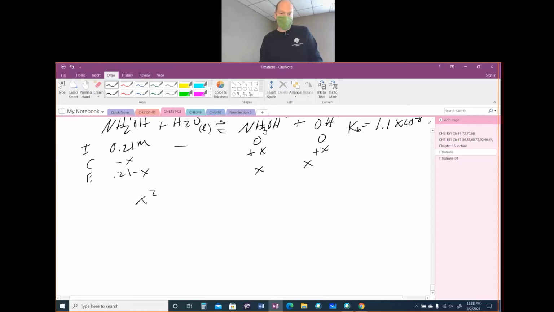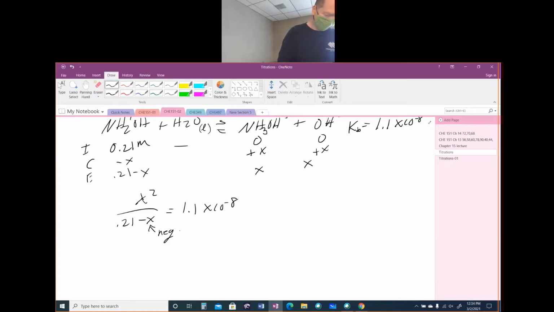So your x squared divided by your 0.21 minus x equals 1.1 times 10 to the minus 8. You neglect your x, you do not have to check it. So 1.1 times 10 to the minus 8 times 0.21. Then you take the square root of that, and you get 4.81 times 10 to the minus 5. Or just 2 sig figs is all we need, 4.8 times 10 to the minus 5.